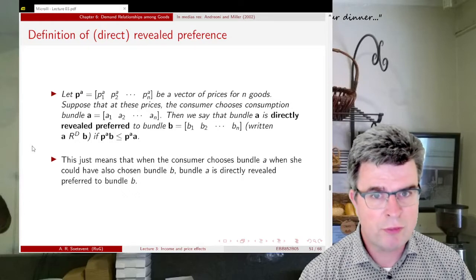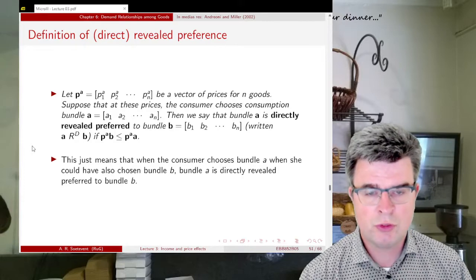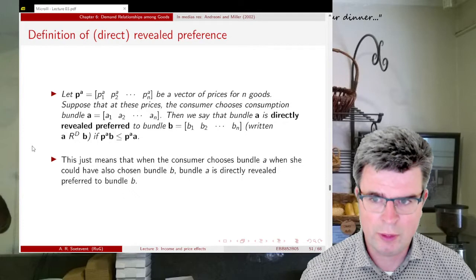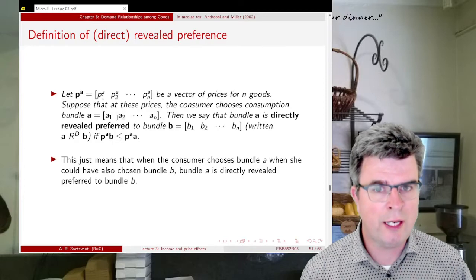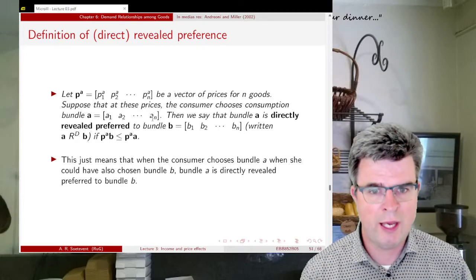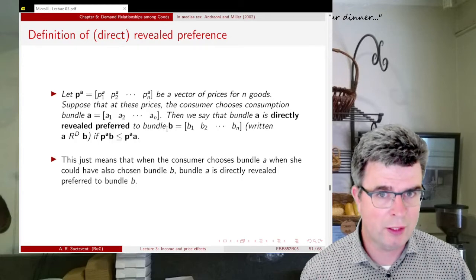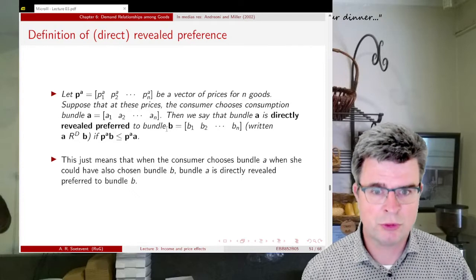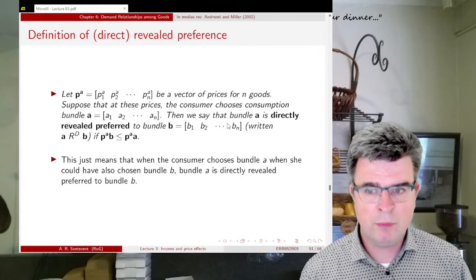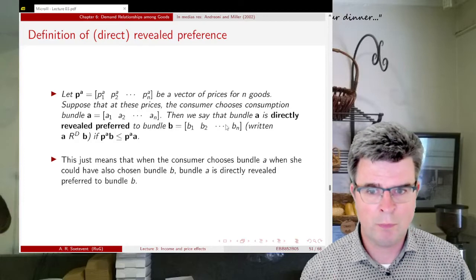Suppose that we have given prices of n different goods, and suppose that given the prices, the consumer chooses a consumption bundle A. The boldface A means a vector. So the bundle consists of A1 units of good 1, A2 units of good 2, and so on till good n. If, given the same prices, it would also be possible for this consumer to buy another bundle, bundle B, but he did not do that because we observed this consumer choosing bundle A, then we conclude that bundle A is directly revealed preferred to bundle B.